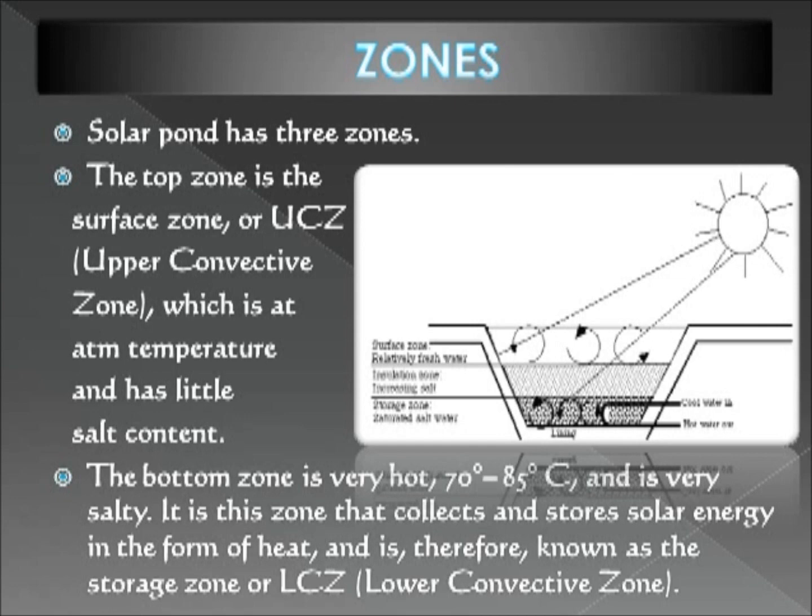The top zone is the surface zone or upper convective zone. It is at atmospheric temperature and has little salt content, which makes it the major source of fresh water. The bottom zone, also known as the storage zone, as you can see, is very hot. It has a temperature almost in the range from 70 to 85 degrees Celsius and is very salty. It is the zone that collects and stores solar energy in the form of heat and is therefore known as the storage zone, also known as the lower convective zone.